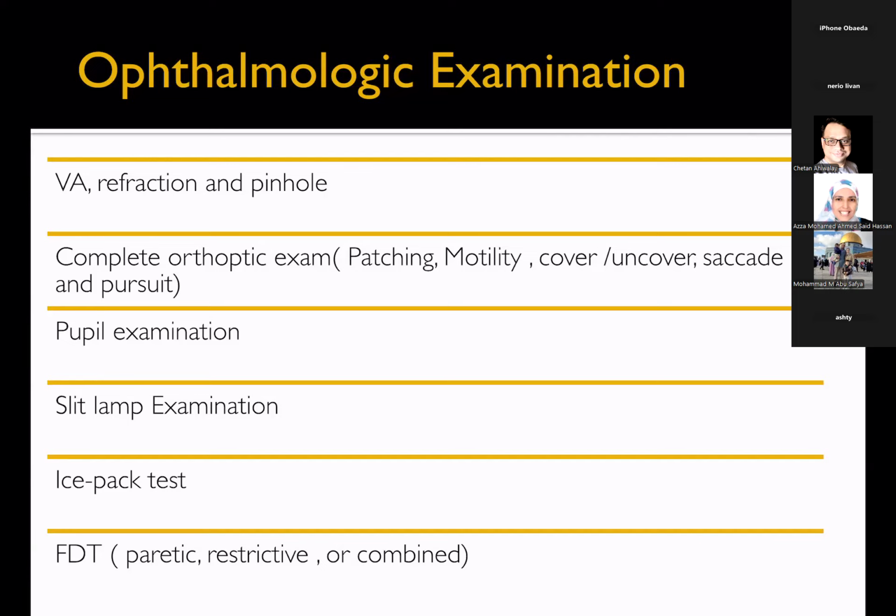If there is any possibility that the diplopia is due to a restrictive cause, we have to do a force duction test or IOP differential test. The force duction test can be done under topical anesthesia in the outpatient clinic in adults, but in children it is really uncomfortable. We cannot do it without full general anesthesia. It can help differentiate paralytic from restrictive causes of diplopia, or in some cases combined.